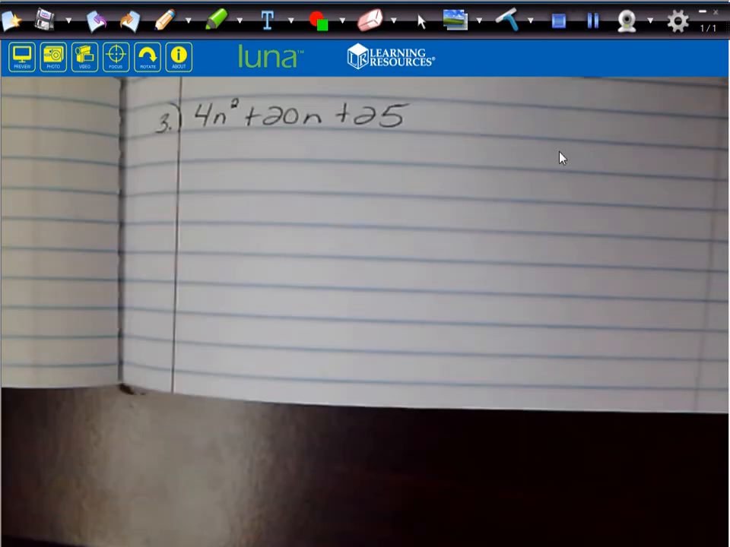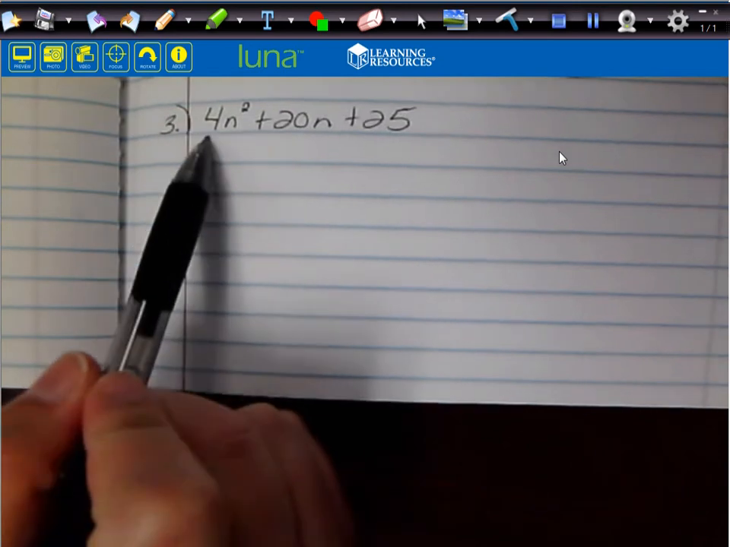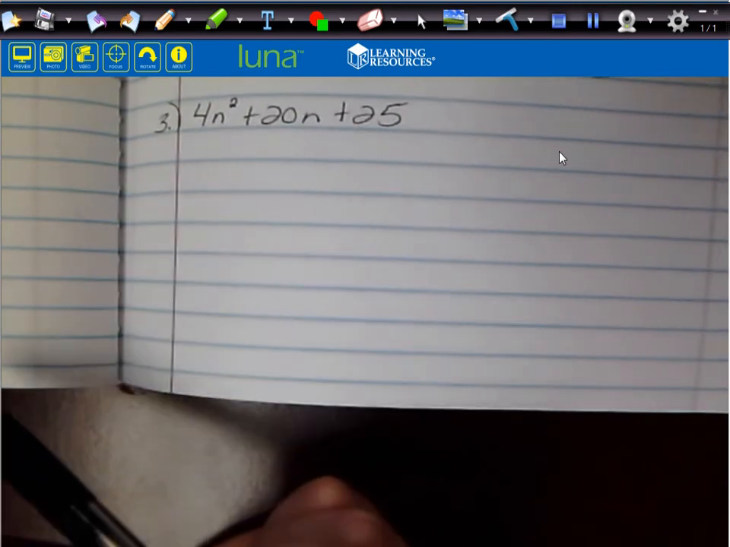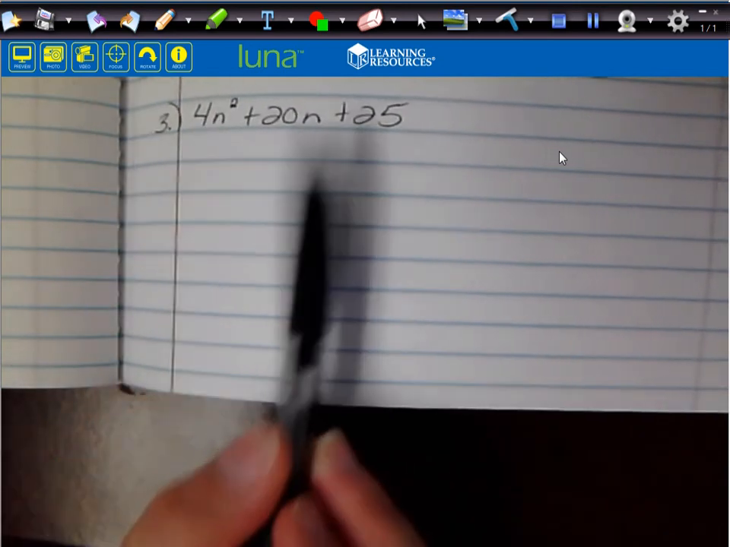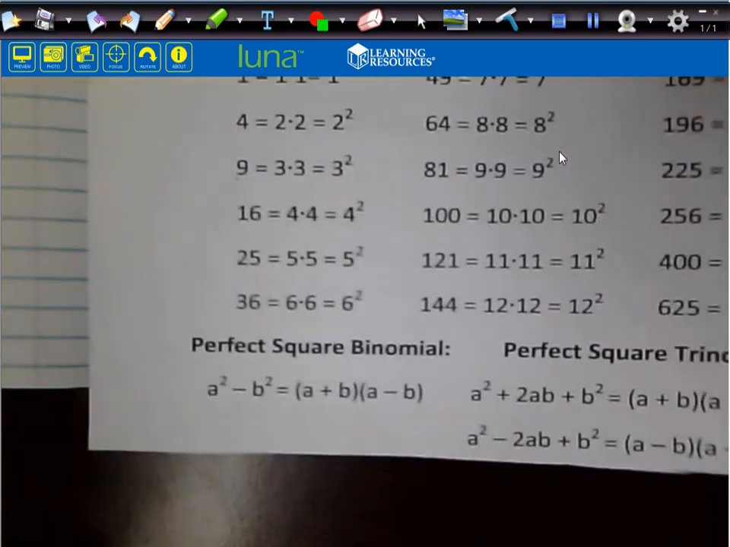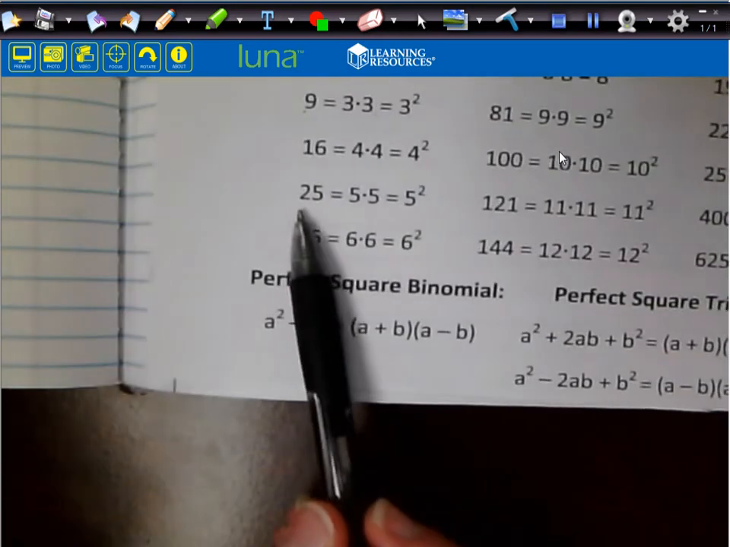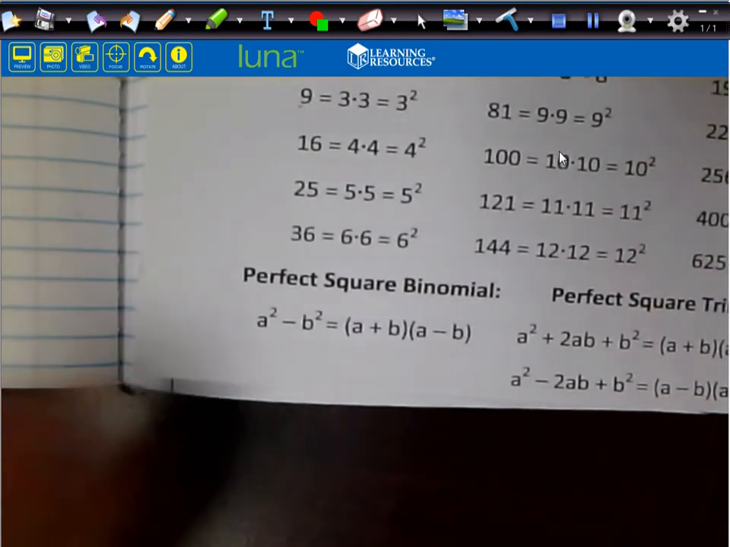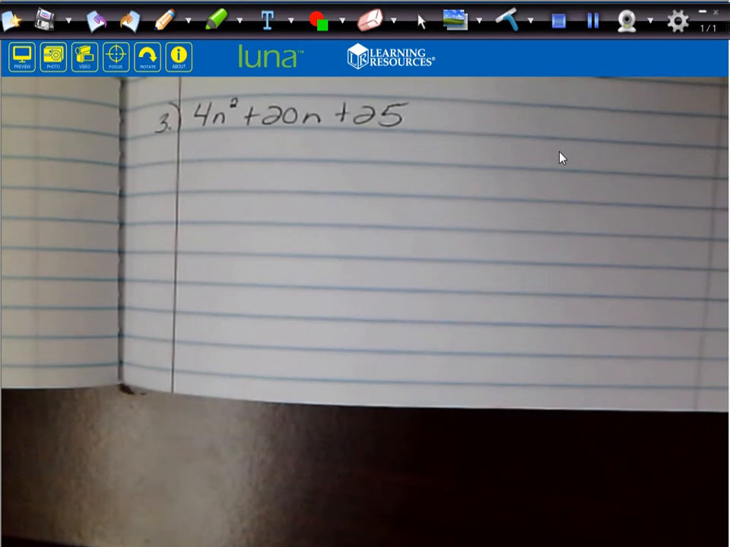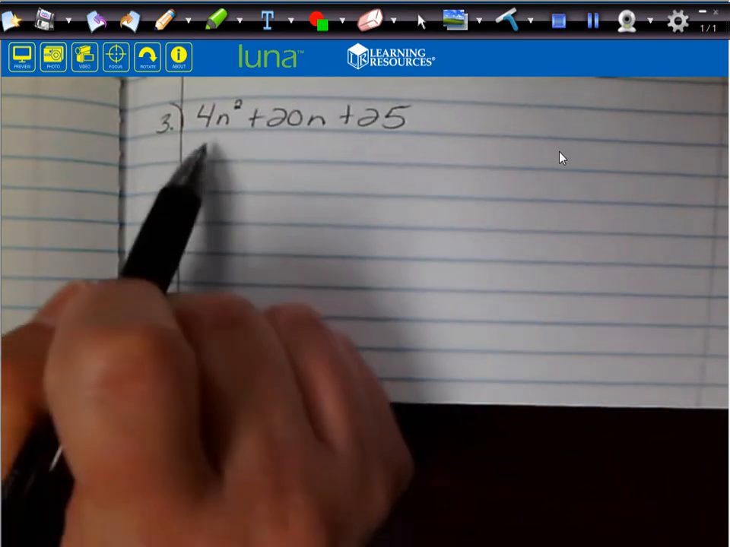Alright, go ahead and write down number 3. Number 3, we have 4n squared plus 20n plus 25. Again, we need to make sure that we've got perfect squares. Our first one needs to be a perfect square and our last one needs to be a perfect square. So I need to check for 4 and 25 on my perfect square sheet. 4 is on there and it's made up of 2 and 2. And 25 is on there because it's 5 times 5, or 5 squared. So they are both perfect squares, so is the n squared.